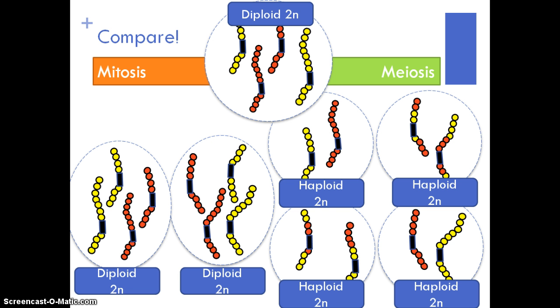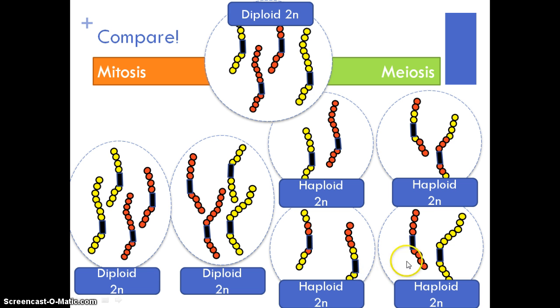Let's compare the 2 processes. Here's our original cell. Remember, our original cell started out as diploid. It had 2 copies of each chromosome, 2 short chromosomes, 2 long chromosomes. If we look at the products of mitosis, those are still diploid. They have 2 short chromosomes, 2 long chromosomes in each cell. And if we look back to our original cell, we can see that these cells are identical. They have the same amount and kind of chromosomes.